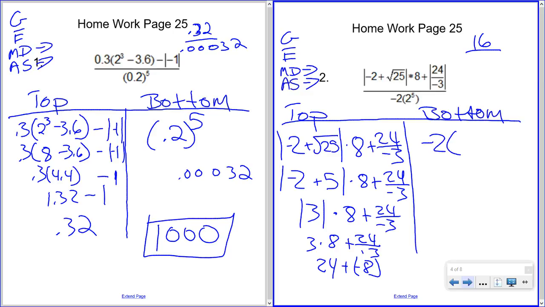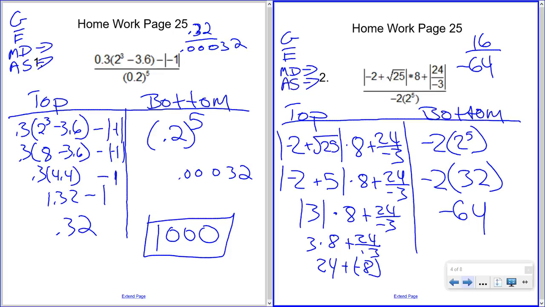It gets considerably easier. All right, so now we're going to do 2 to the 5th power, and 2 to the 5th power is, wait a minute, 32. Sometimes my brain works a little slower than it should. All right, and -2 times 32, I think I can do this one as -64. So now that's the bottom of our fraction.